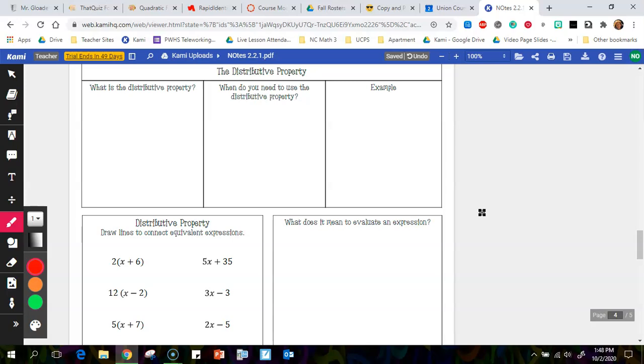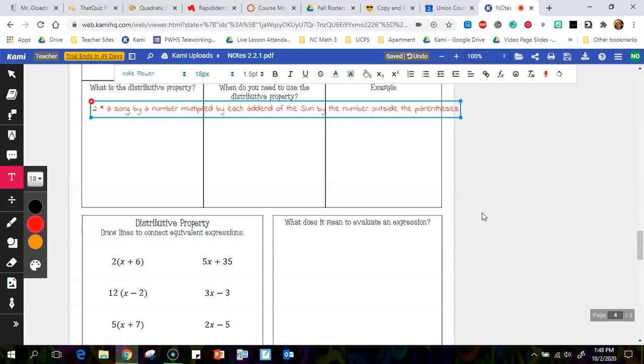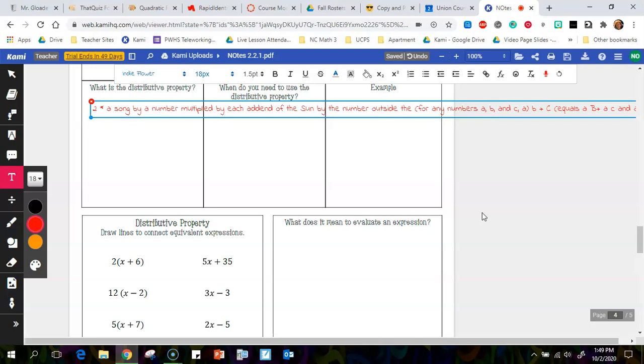And again, you can use your text tool and your microphone. To multiply a sum by a number, multiply each addend of the sum by the number outside the parentheses. For any numbers a, b, and c, a(b + c) equals ab + ac, and a(b - c) equals ab - ac.